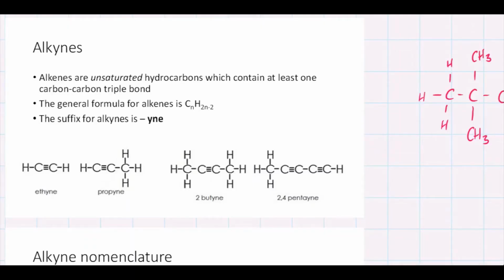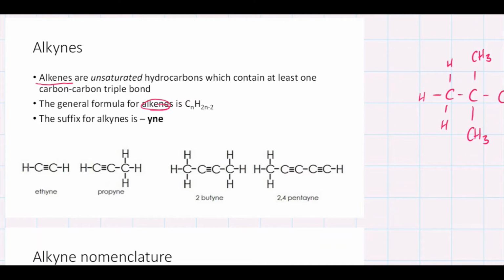Into alkynes. So, I've even mistyped that. Alkynes are unsaturated hydrocarbons which contain at least one carbon-carbon triple bond. So alkenes, remember, are double, alkynes are triple. The general formula for an alkyne is CnH2n minus 2. So there are two fewer hydrogens in the molecule than double the number of carbons. The suffix for alkynes is -yne, spelled Y-N-E.